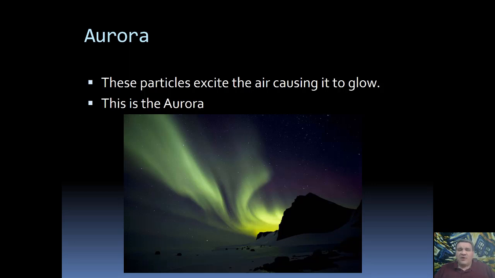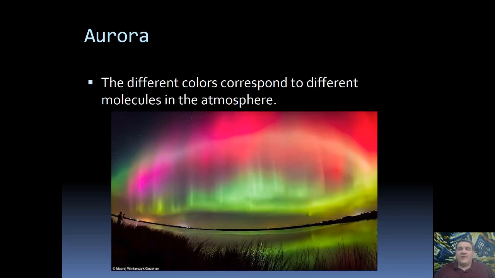When this happens, these particles will actually excite the air, causing the air itself to glow. This is the aurora. The aurora is where the air itself is glowing. Now, the different colors actually correspond to different molecules in the atmosphere. The green is caused by oxygen. So looking at the different colors can actually start to give you an idea of what the atmosphere is made of.